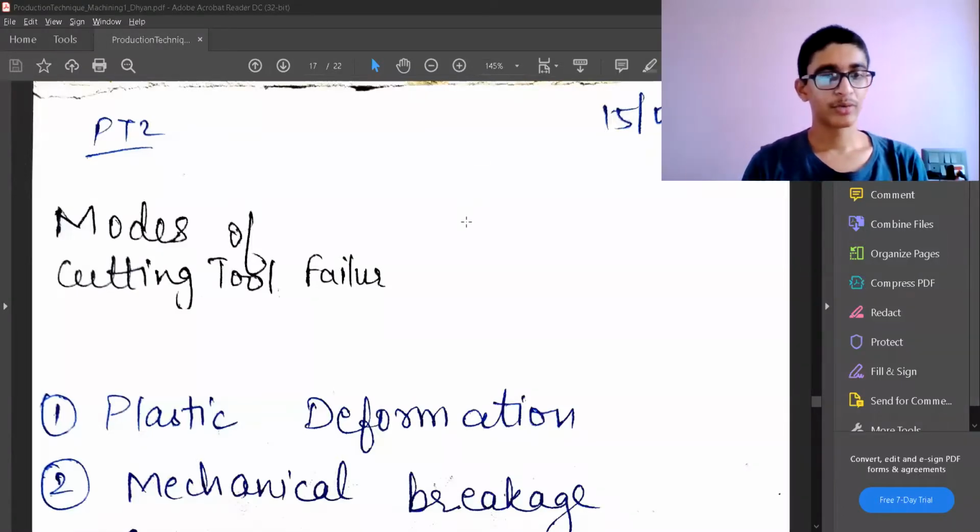Till now we have seen different tool considerations and how heat generation was happening. Now we'll look at the modes of cutting tool failure.